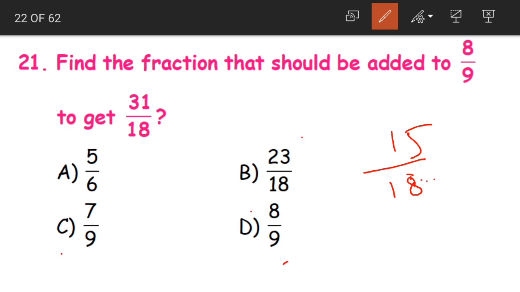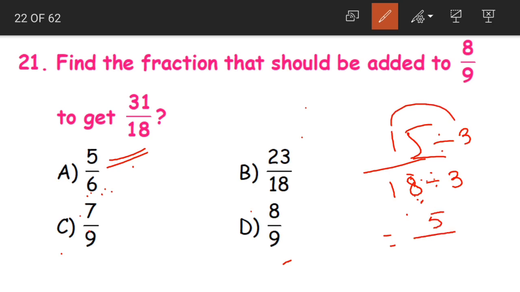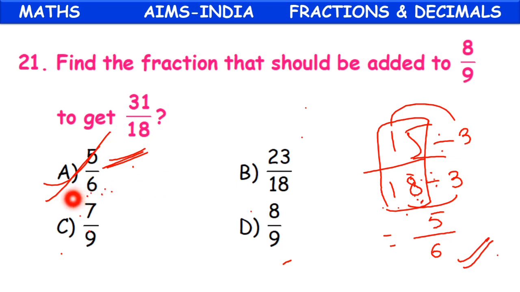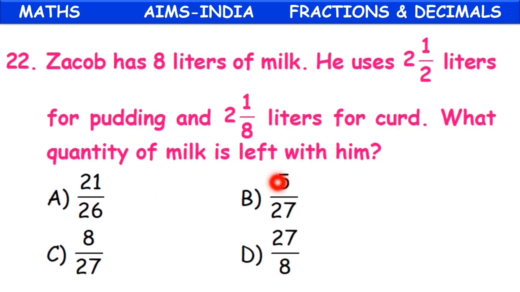But if you look at the given options, we do not have 15 by 18. Okay, but it can be an equivalent fraction also. See, if we take the first one, option A, 5 by 6, when we divide both our numerator and denominator by 3, 15 divided by 3 is 5, 18 divided by 3 is 6. Yes, we've got 5 by 6, that is nothing but option A. So sometimes the direct answer will not be given. If it's not there, you have to find out its equivalent fraction. Option A is the correct answer here.